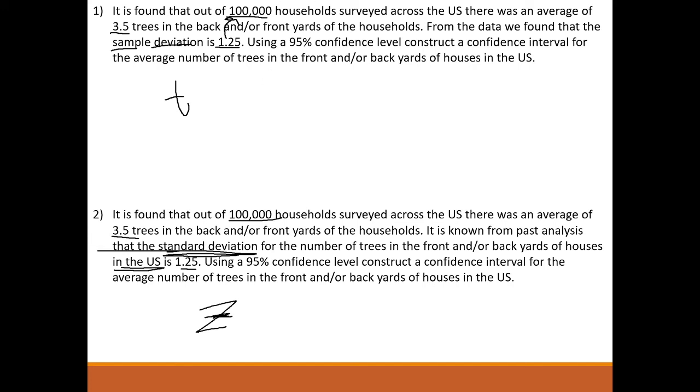If they tell you the words sample deviation, or the deviation of the sample, that is a red flag that you're going to be using a t-score. So if you have sample deviation, t-score. If your deviation applies just to the sample, t-score. If your deviation applies to the entire population because you got it from past data or for some reason it's known to you, that's when you use a z-score.